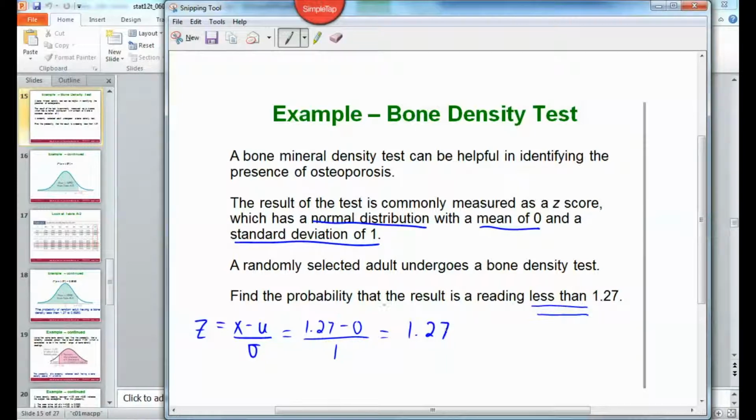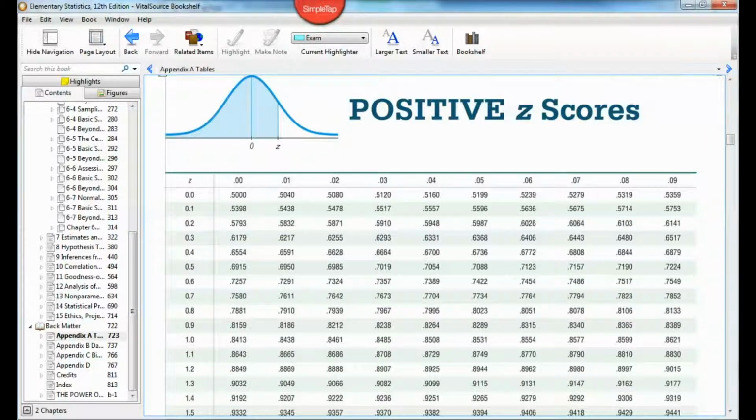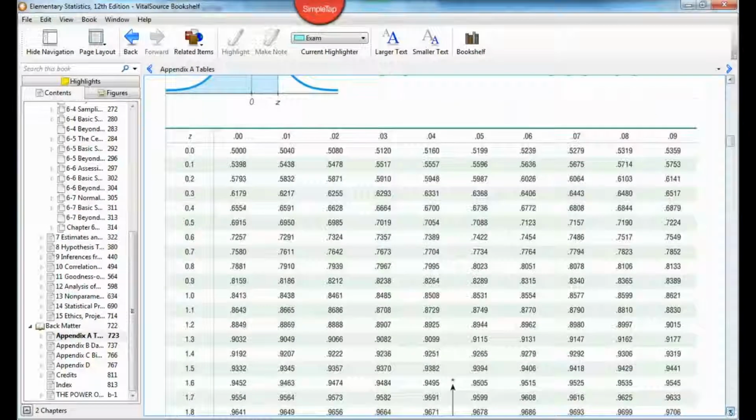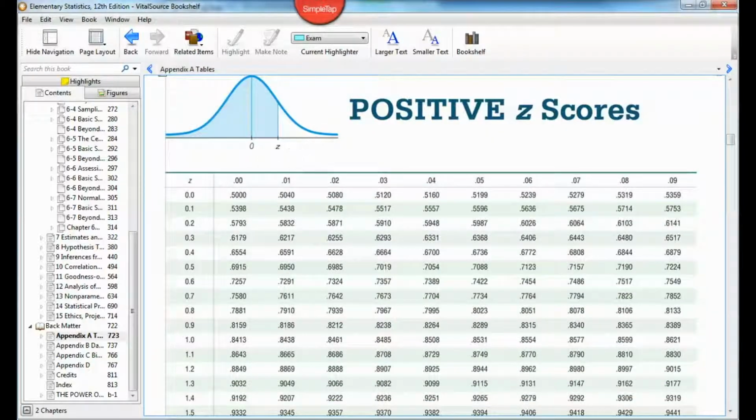Now, we want to know the probability that the reading is less than 1.27. So here's what we do. We go to our z-score chart, and remember our z-score was 1.27. 1.27 is a positive number, so go to the table part that says positive z-score. Now, look on the left at the z. Go to 1.2. It was 1.27, wasn't it? All right, 1.27. This is the cumulative area up to a z-score of 1.27: 0.8980. So if this was a z-score of 1.27, all of this area would be 0.8980.